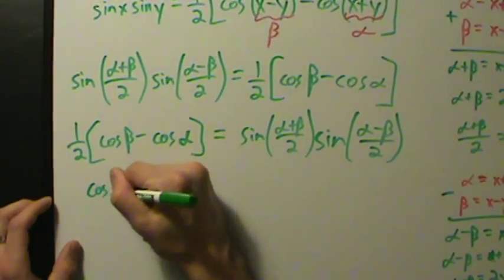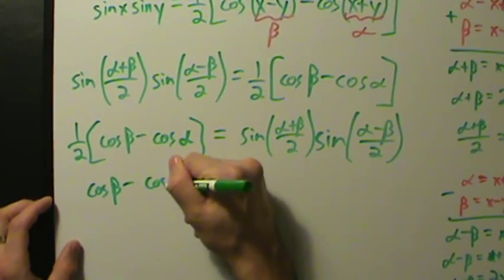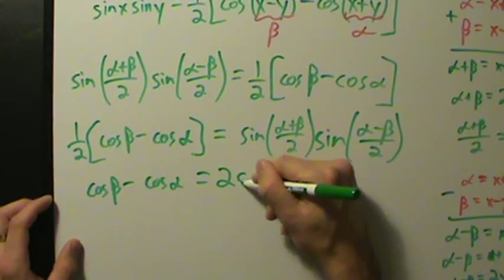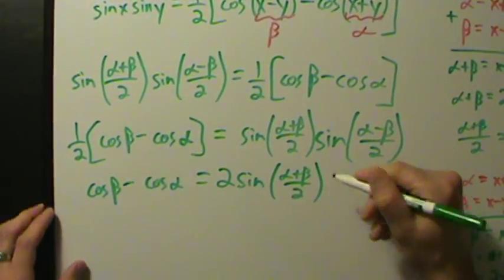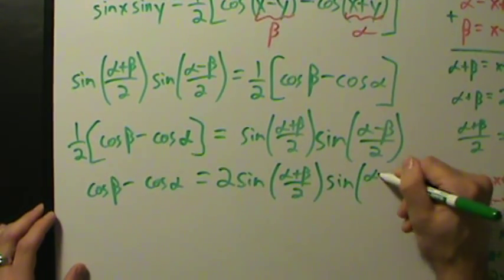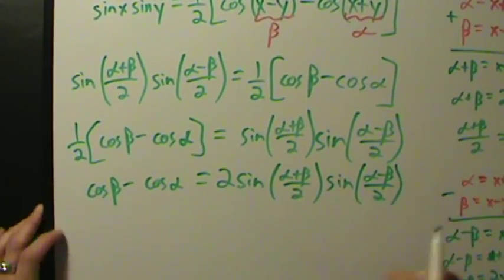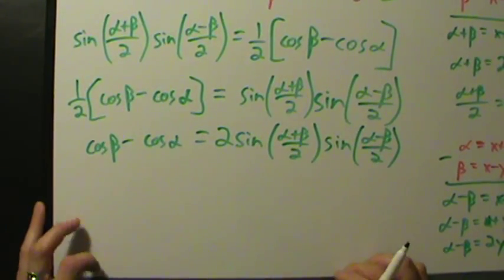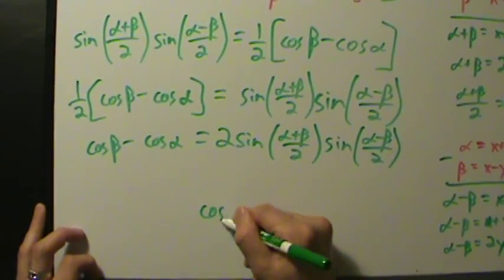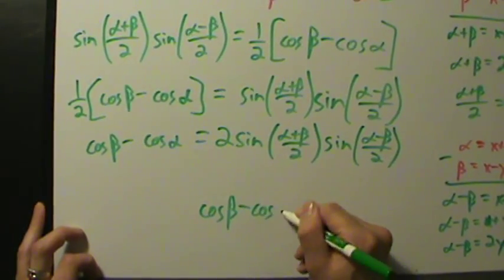So then we have cosine of beta minus cosine of alpha equals 2 times the sine of alpha plus beta over 2 times the sine of alpha minus beta over 2. Okay, now we're almost there. There's just a couple more tiny little things to do. So first of all, cosine of beta minus cosine of alpha.